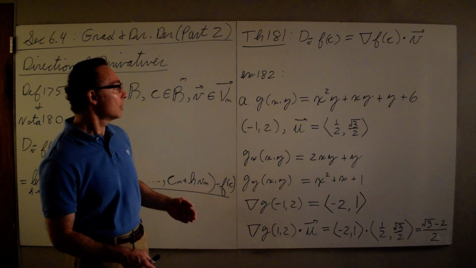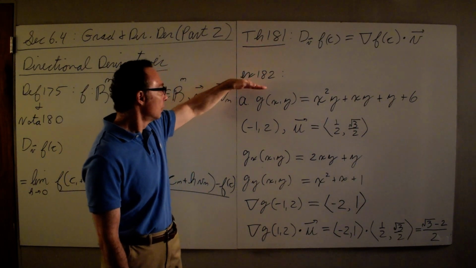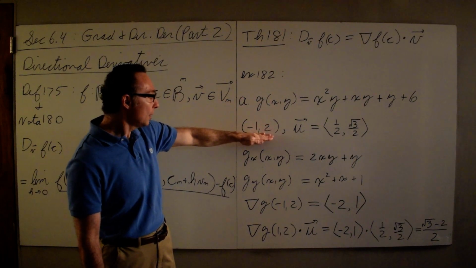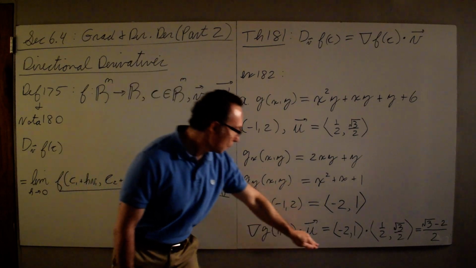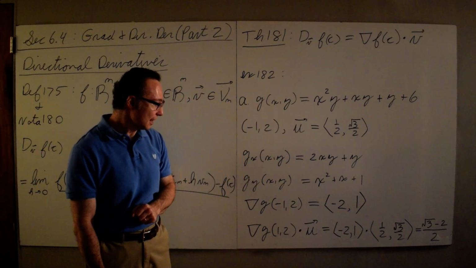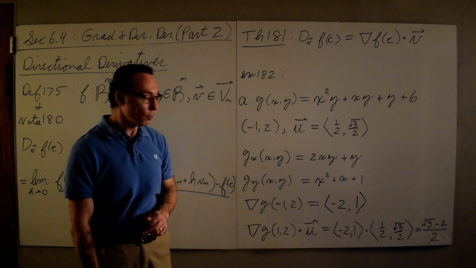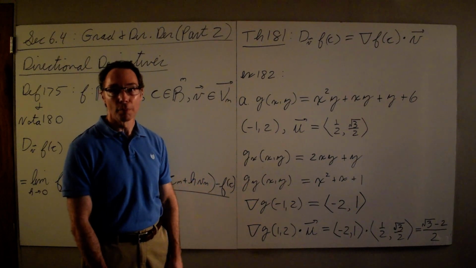So this directed derivative, or in this case a directional derivative, of g at the point (-1, 2) in the direction of u is a number. We simply calculate the dot product of those two vectors. So we have -1 plus square root of 3 over 2. And then I wrote it a little bit prettier there on the end.